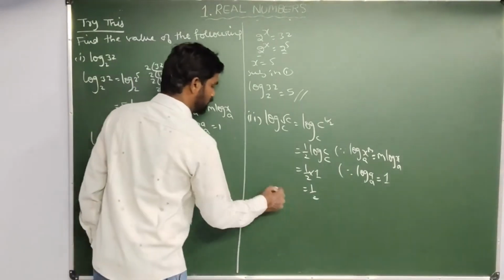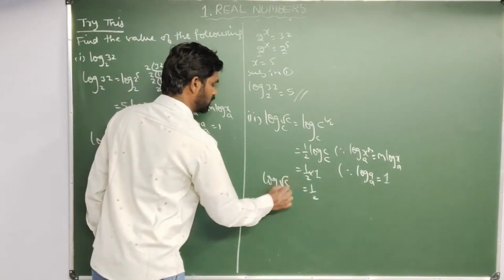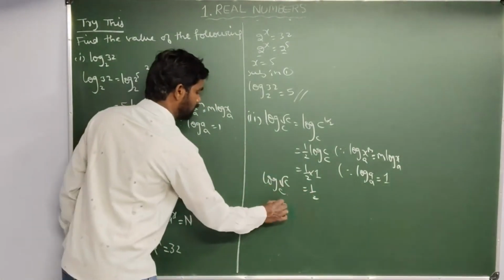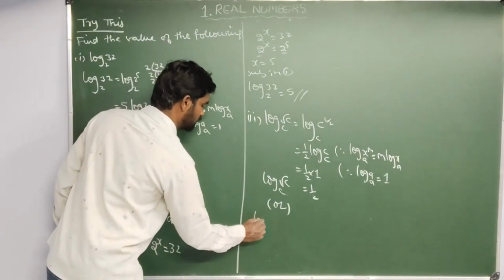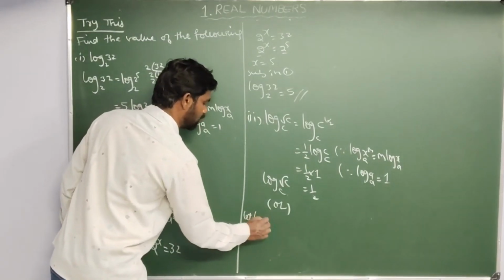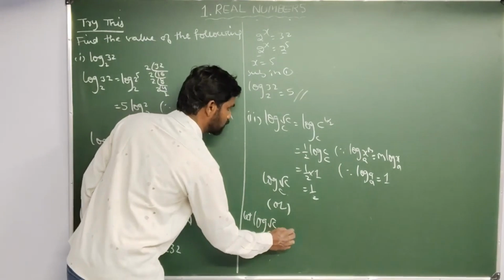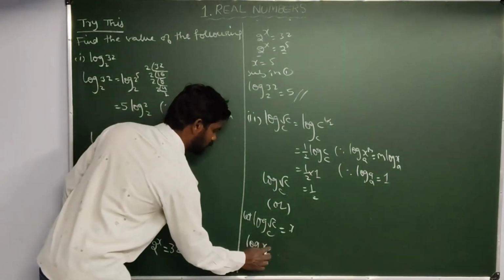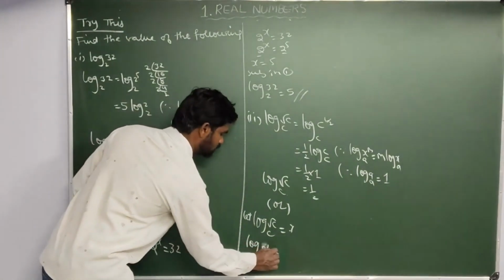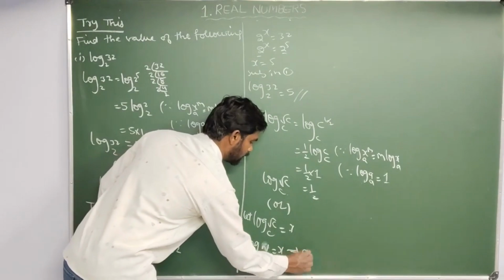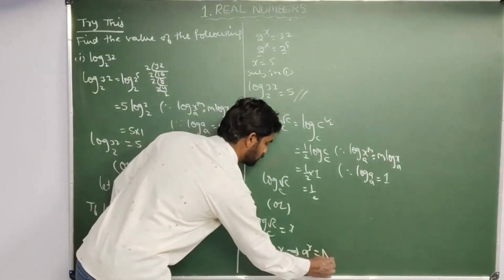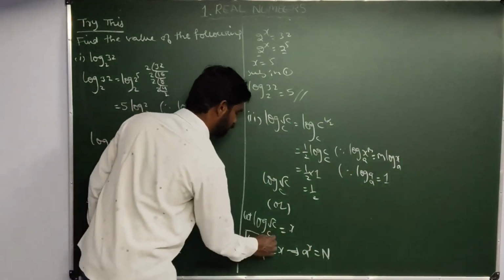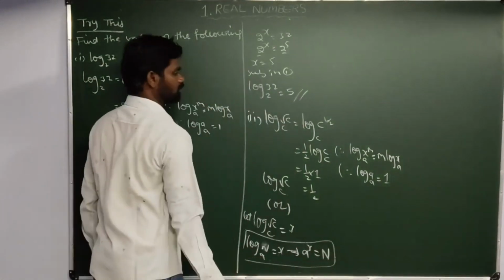Okay. So one more method, we can write this as log root c base c is equal to 1 by 2. In one more method, let log root c base c is equal to some x. By definition, log n base a is equal to x implies a power x is equal to n. By using this principle or formula, now we are going to solve this question.